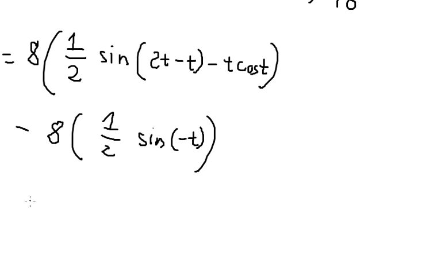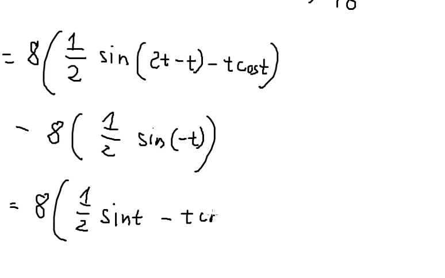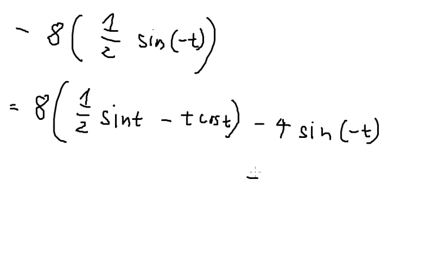Now we need to simplify it. So 2t minus t gives sine t. This one we have negative t cosine t. This one, negative a multiplied by 1 over 2, we have negative 4. So negative, I will put outside here. And this one we have positive 4 sine t.